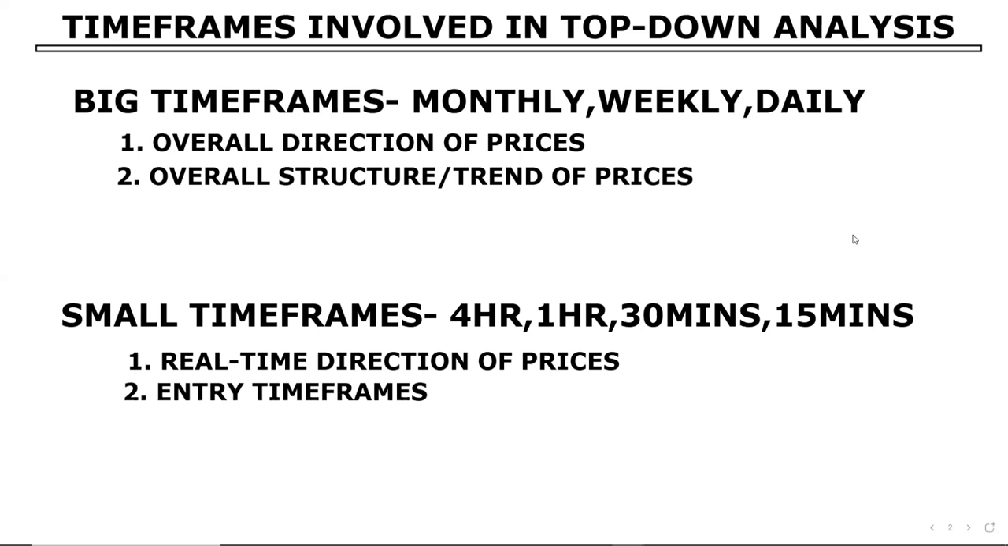Okay, so if the big time frames are bullish and we go onto the small time frames and we are buying, it means we are buying in the direction of trend. If the big time frames are bearish and we go onto the small time frames and we are selling, it means we are selling in the direction of trend.